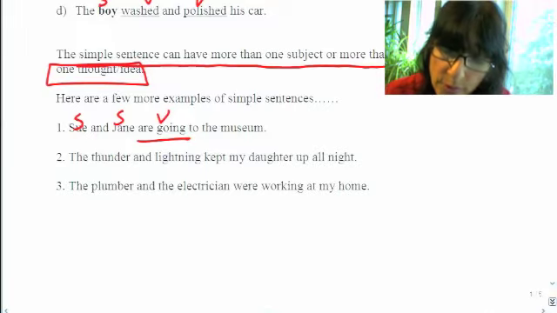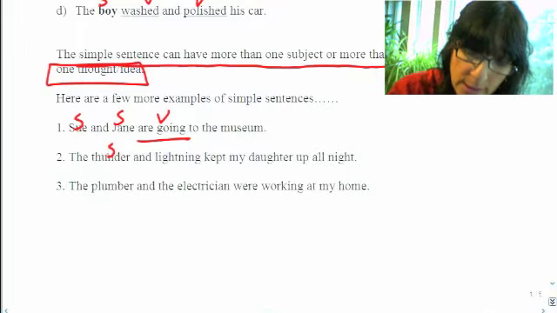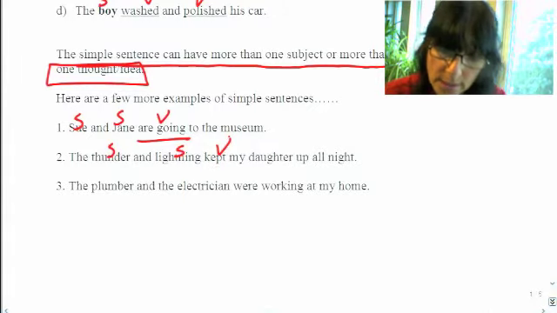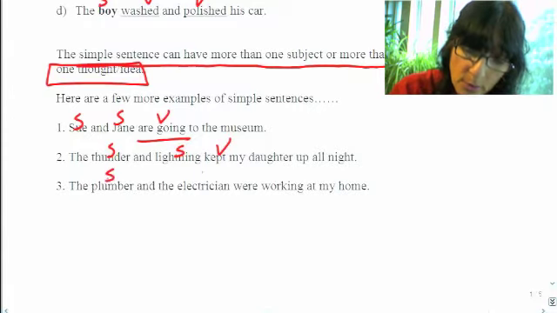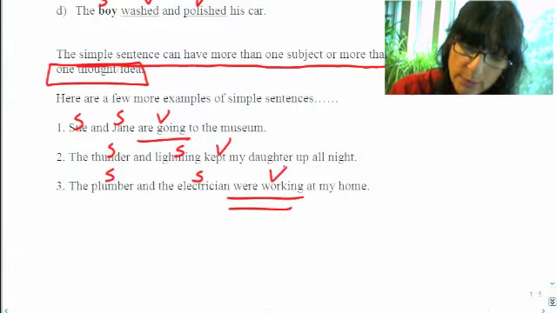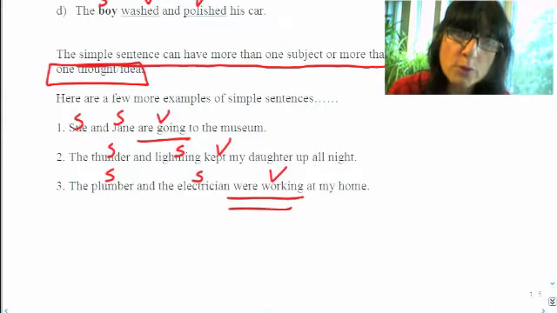The second one, the thunder and lightning kept my daughter up all night. Two subjects, one verb, but it's one thought. And the third one is a simple sentence, the plumber and the electrician were working at my home. Plumber, electrician are subjects, word working is the verb, it's only one thought, although there are two subjects, it's a simple sentence.